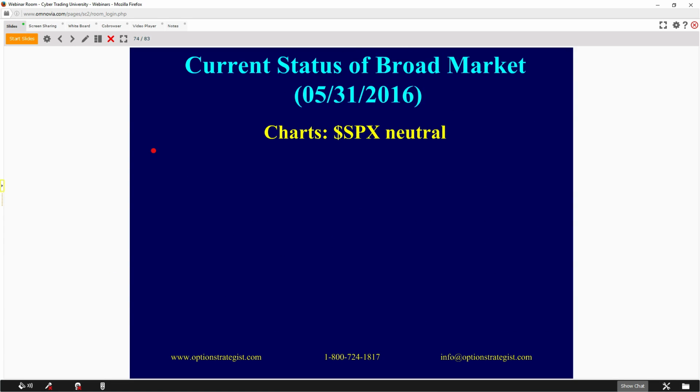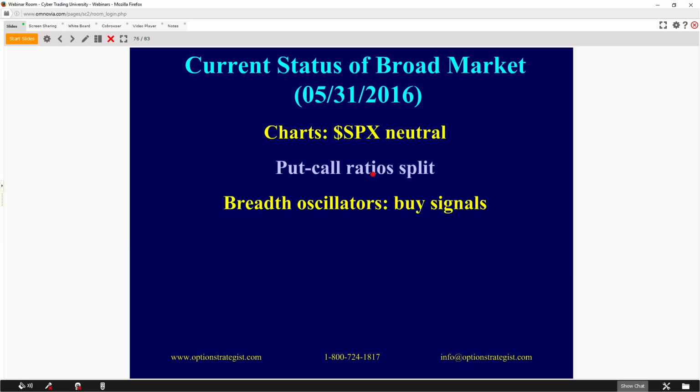So let's just summarize here, and I'll wrap up a little bit. My current opinion is that SPX is neutral. I'm leaning a little bit towards the positive side, but it's in the trading range. It's neutral. It has to break through that resistance. Look, the put-call ratios were split: we got a buy signal from one and a sell signal from the other. The breadth oscillators are both on buy signals. They're in modestly overbought territory. The VIX itself is bullish.